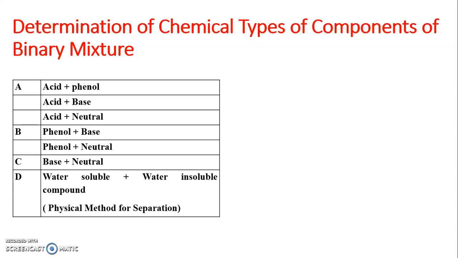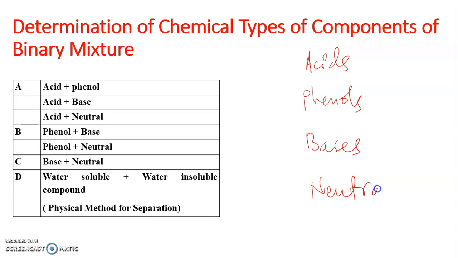So organic compounds are broadly classified as acids, phenols, bases and neutrals. And any two of these combinations are possible for a mixture, or sometimes both components may be acids, and both components of the mixture may be neutrals, and there we are going to use the last part, that D category of mixture, that means the separation method will be different.